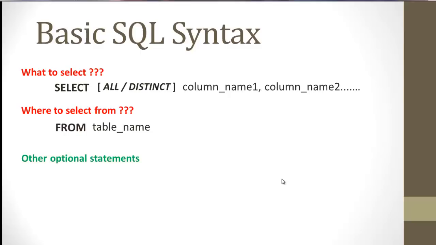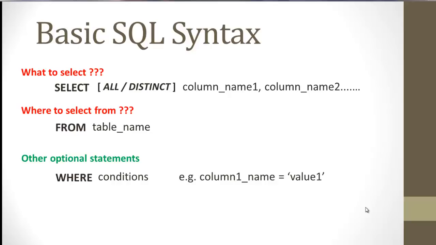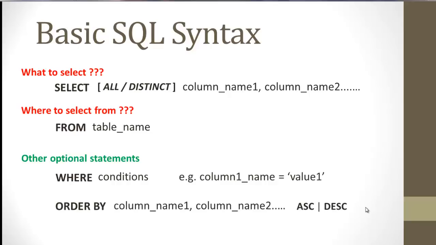We have certain other optional statements like a where statement which will allow us to select a subset of the data based on certain conditions. You can also use the order by to sort the columns in ascending or descending order. By the way, once again the column names have to be separated by commas. This is a must. Select, from, where and order by, all, distinct, ascending, descending, or all of these are called keywords.